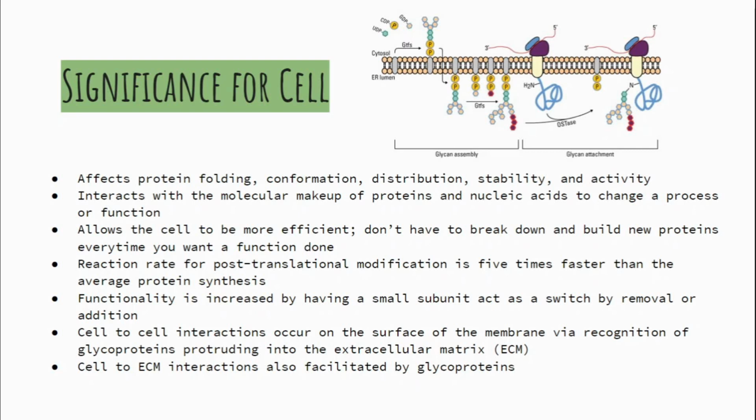The efficiency is also a key factor of glycosylation because we're going to decrease the amount of resources used and decrease the time in response to stimuli. This is done by adding a quick modular switch as a subunit that can turn on or off a function, rather than having to build and break down a new protein through synthesis every single time.